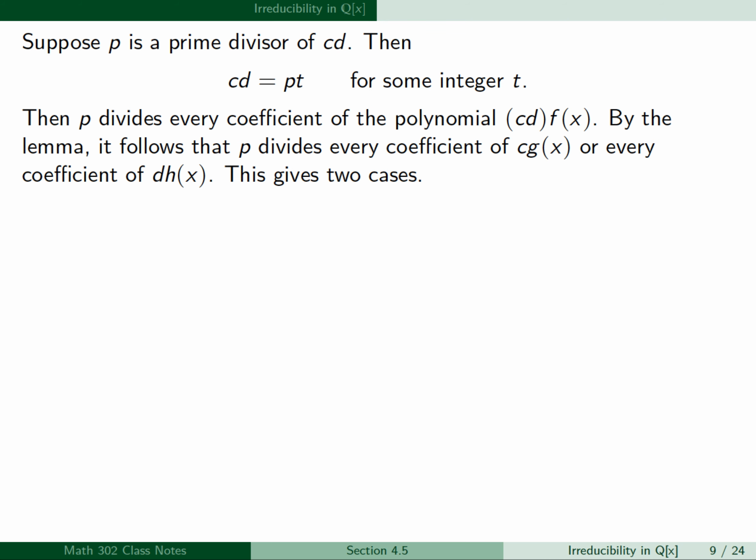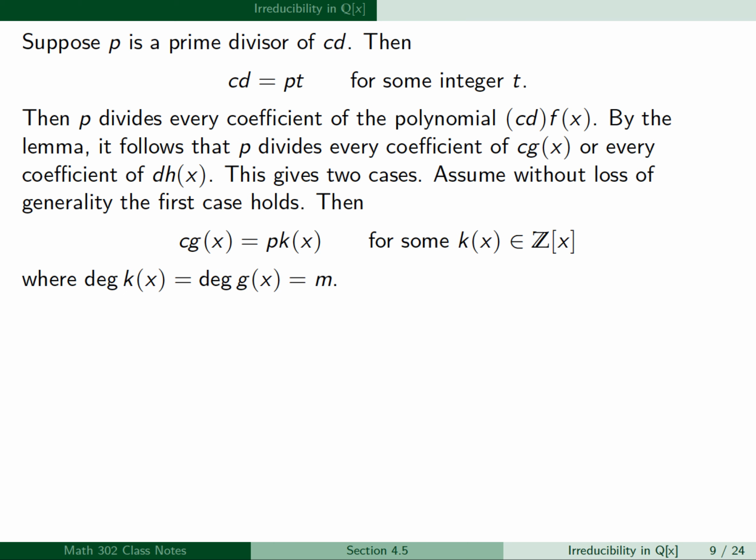And this gives us two cases. And we'll assume without loss of generality the first case holds. So the two proofs will be similar and we'll just prove one of the cases. So we're supposing that p divides every coefficient of cg(x). That tells us that cg(x) will be p times k(x) for some polynomial k(x) in Z[x], where the degree of k(x) is equal to the degree of g(x), which is equal to m.